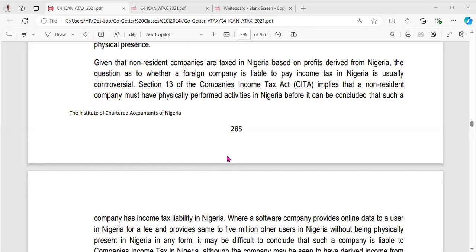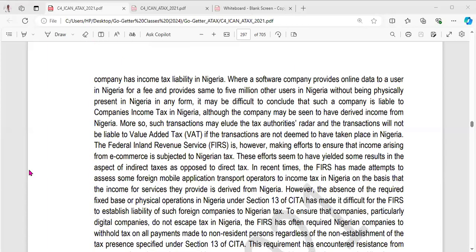So where a software company provides online data to a user in Nigeria for a fee, like what they are doing for me here for Zoom, and provides same to 5 million other Nigerians without being physically present, it may be difficult to legally conclude that this company is liable to company income tax, although the company may have been seen to have derived income from Nigeria. Also, such transactions may elude the tax authority radar, and the transactions will not be fully subjected to VAT if transactions are not deemed to have taken place in Nigeria.